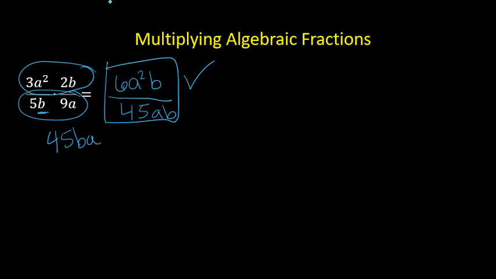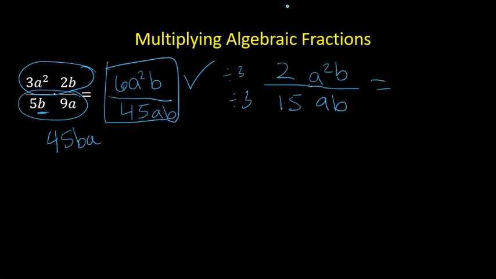We can reduce the 6 and the 45. We can divide both by 3. How many times does 3 go into 6? It goes in 2 times. And how many times does it go into 45? It goes in 15 times. We keep the variables exactly as they are because there's nothing to do there. And let's see, what else can we do? That's correct. Now we're going to move on to the variables.